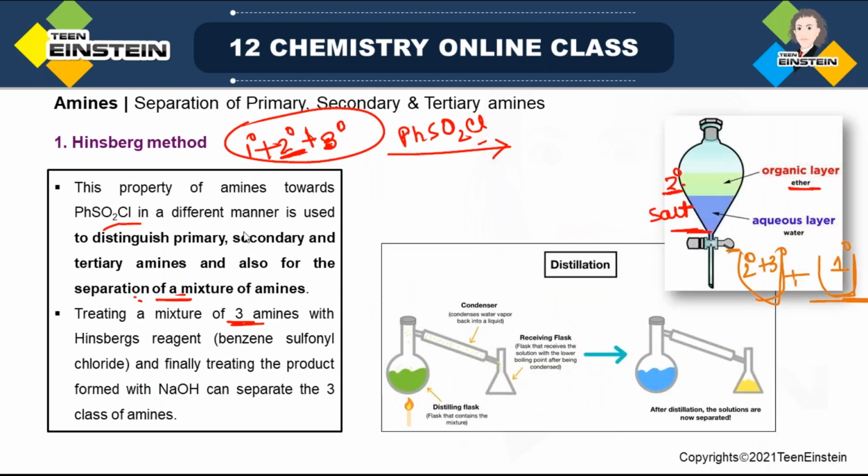Now once 1° is separated, you are left with this ether part which is containing 2° and 3° amine. So we have to do distillation. So here we have a mixture of the product of 2° and the original 3°. So 3°, that will come in the distillate. Distillate is stored in the receiving flask. So in distillation what we do, we take some liquid mixture and heat is provided, and there is a condenser.